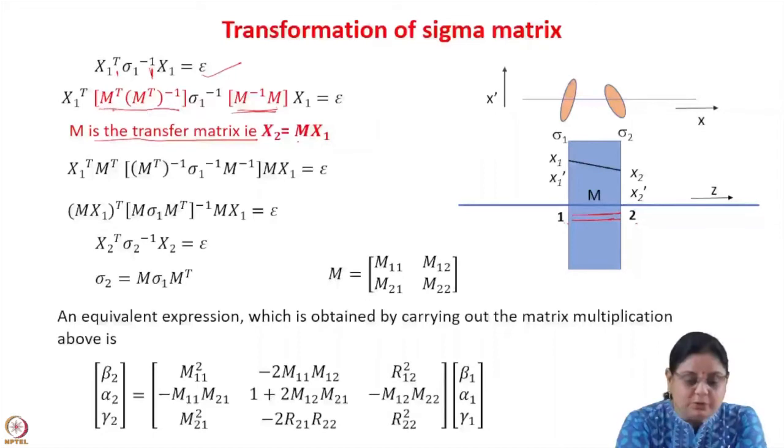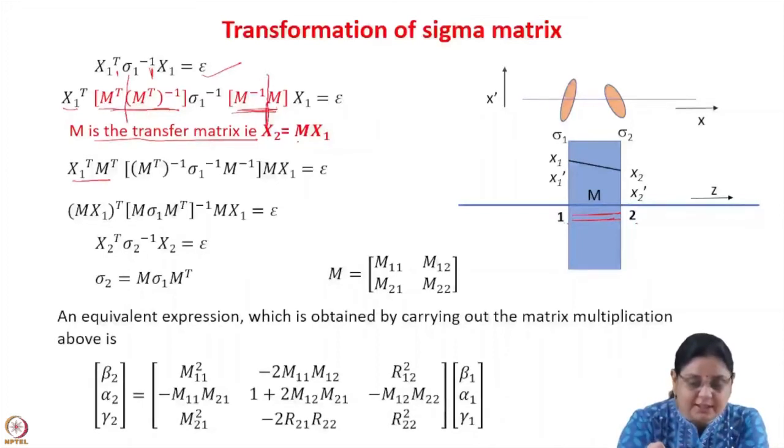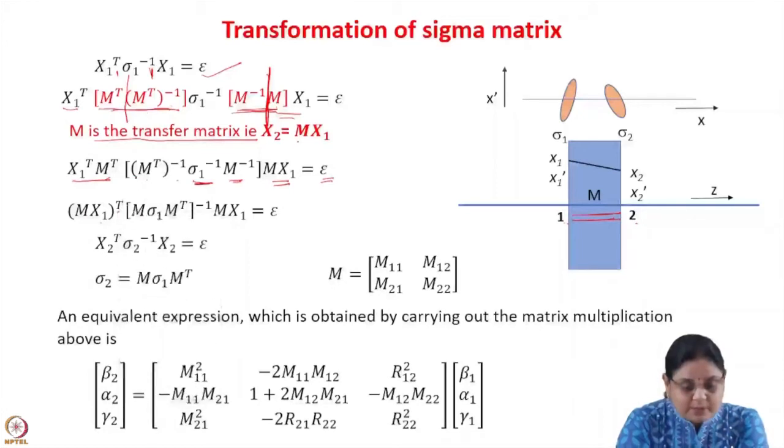So we have introduced two unity matrices here, and now again rearranging. We have X1 transpose M transpose. We take this together, and we take these three elements together. So we have M transpose inverse, sigma 1 inverse, and M inverse, and finally we are left with MX1. This is equal to epsilon. Now X1 transpose M transpose can be written as MX1 transpose. Similarly, this entire matrix can be written as M sigma 1 M transpose the whole inverse, and this is MX1 is equal to epsilon.